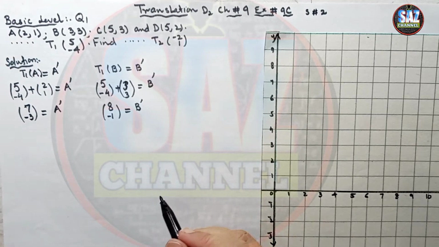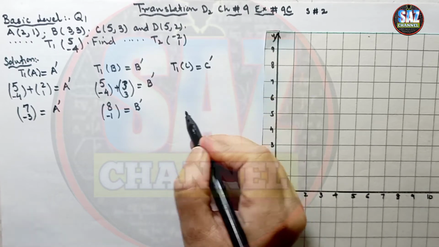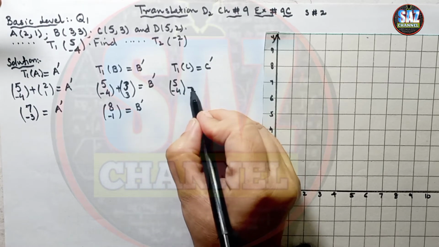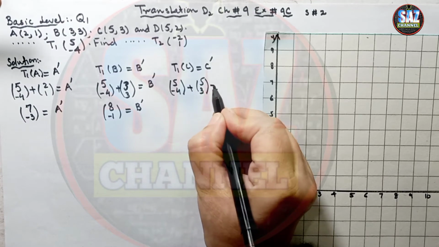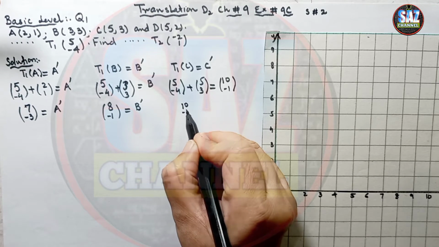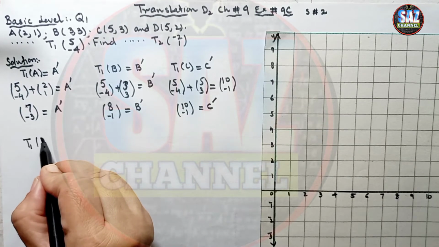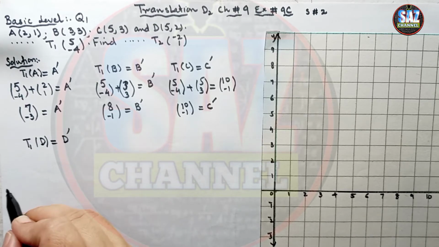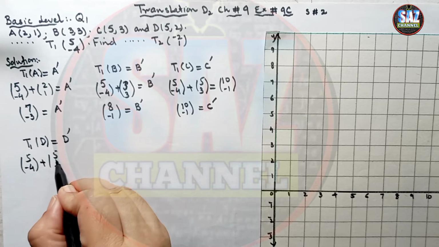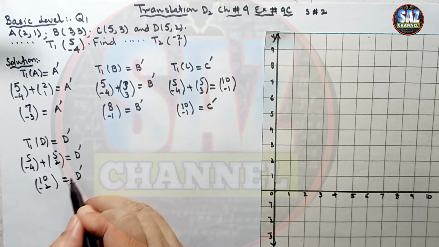And now we have to find the coordinates of the image of C. T1 of C will be equal to C dash. T1 is the column vector (5, -4), and C is (5, 3), and this will give me (10, -1). So C dash is (10, -1). Then T1 applied on D will give me D dash, the new image. So (5, -4) plus D (5, 2) equals D dash, and that is 5 plus 5 is 10 and -4 plus 2 is -2, so D dash is (10, -2).